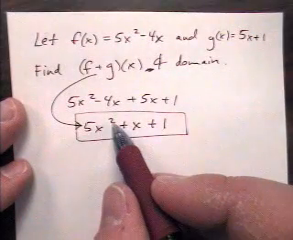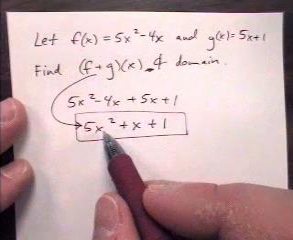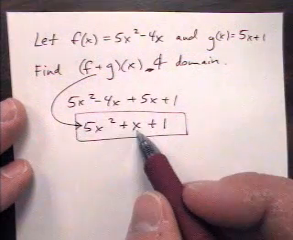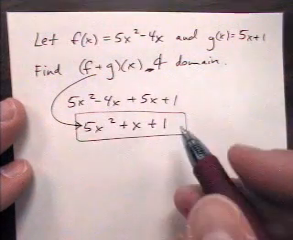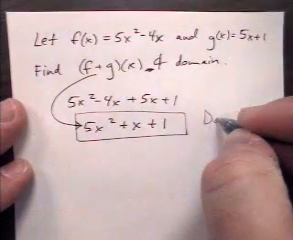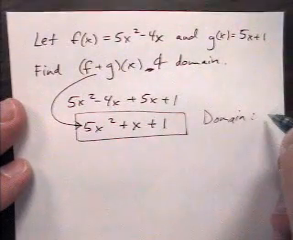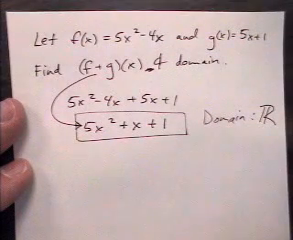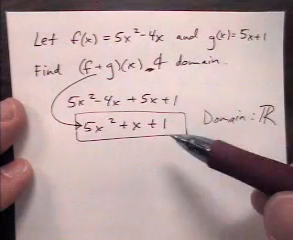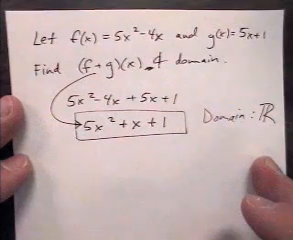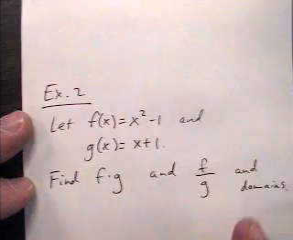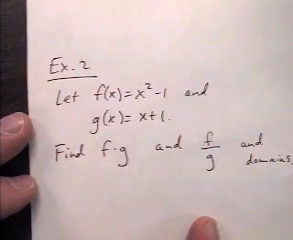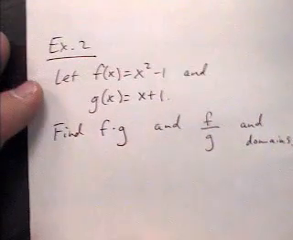Is there any number in the universe that you cannot square, multiply by 5, add to the original number, and then add 1 to? The answer is no. So the domain for this one is also all real numbers. The only problem on domain we're going to get into is when we get to the division questions. So don't think it's all real numbers for all of these.